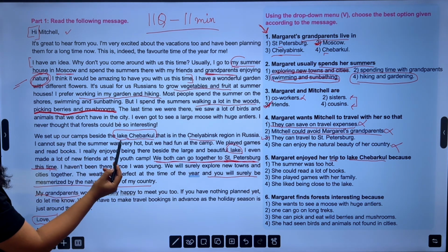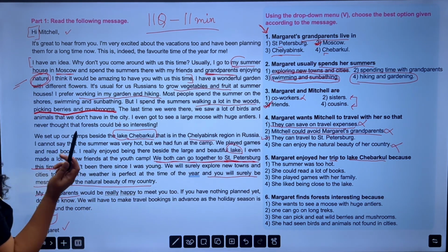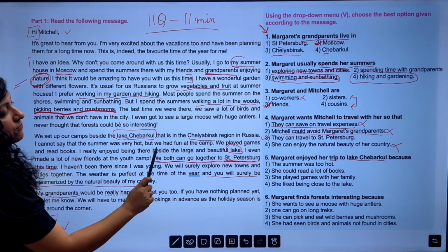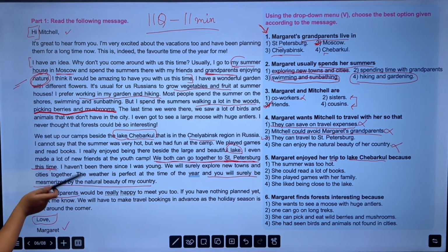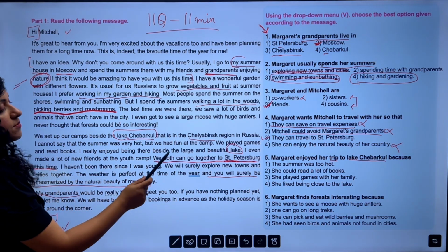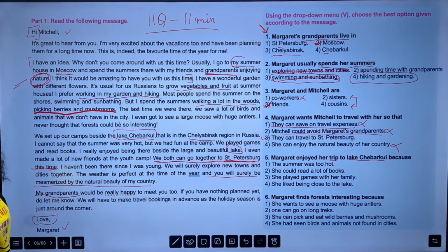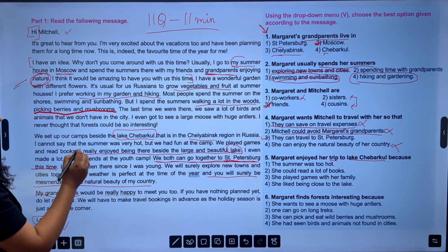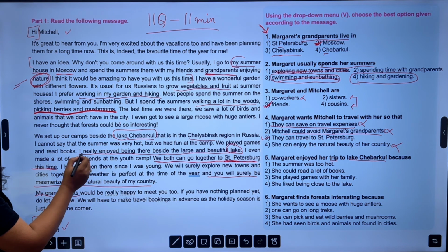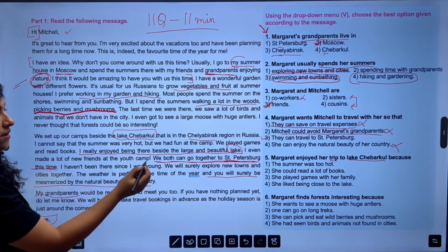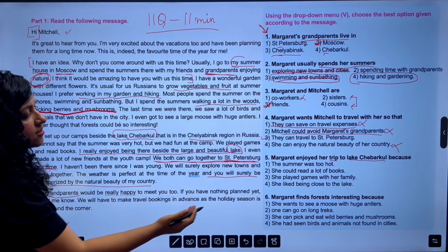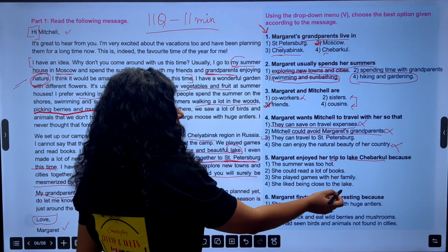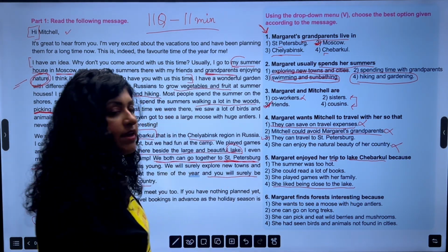We set up our camps beside the Lake Chabacal, that is in this region in Russia. I cannot say that the summer was very hot, but we had fun at the camp. We played games and read books. I really enjoyed being there beside the large and beautiful lake. So what's the reason why she enjoyed her trip to Lake Chabacal? The reason is because she was there beside the lake. This sentence clearly mentions it. I really enjoyed being there. Why? Because she was there beside this large lake. So the only reason is she liked being close to the lake.